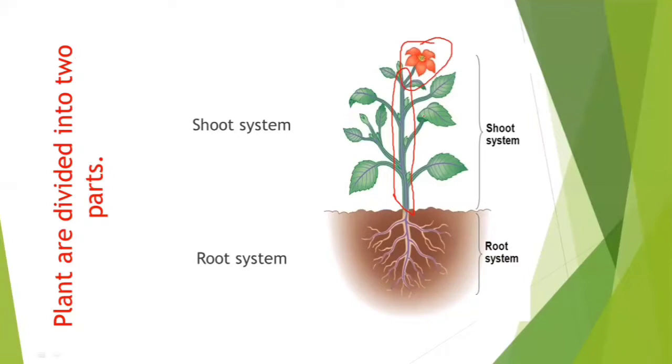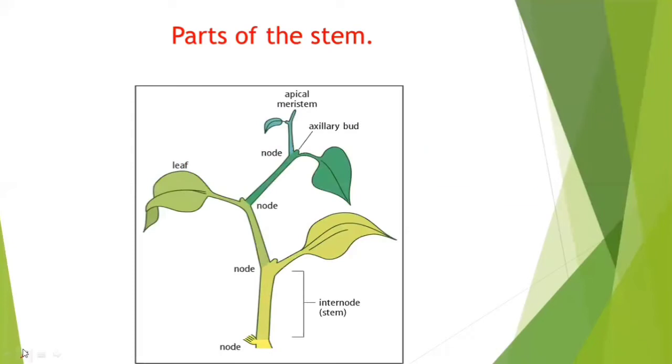So as you know that we have learned about the leaf, so today we will learn about the stem and the flower. Now the stem is divided into this node, this auxiliary bud, and then internode, and just this much.